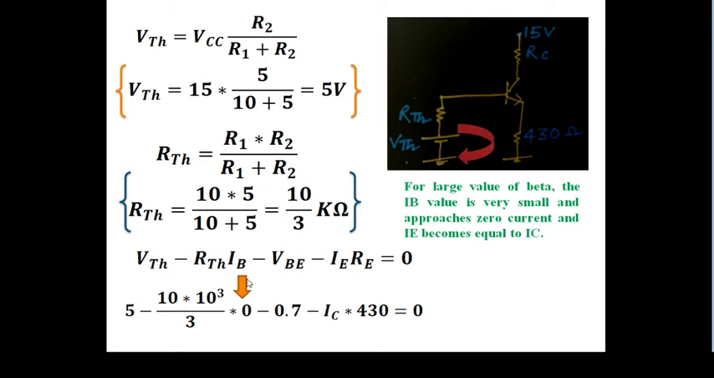This type of question may come in some other competitive exam, where in a voltage divider circuit the beta value is very large. So if the beta value is very large, we have to decide that the IB value will be 0, and VBE is 0.7. I is the same as IC because IB is nearly 0. So we can write IC into 430 equals 0, and it will give an IC value of 10 milliampere after solving this. This is a very interesting question.